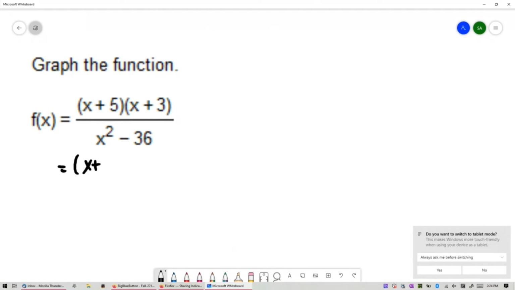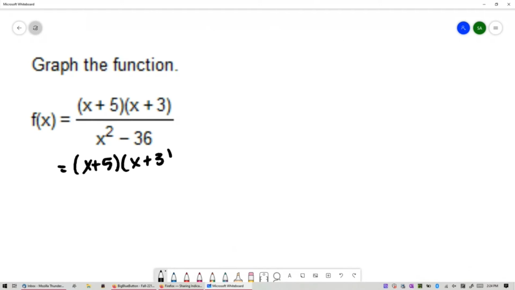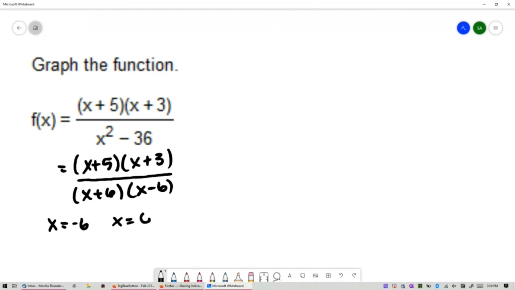That denominator is a difference of squares, and it factors into x plus 6 times x minus 6. Now, based on that, I know that this rational function is going to have discontinuities at x equals negative 6 and x equals 6. So I'm probably using a word that belongs in a calculus class there. We usually say restricted value instead of discontinuity. So if I substitute a negative 6 and a positive 6 into this rational function, it's going to be undefined.